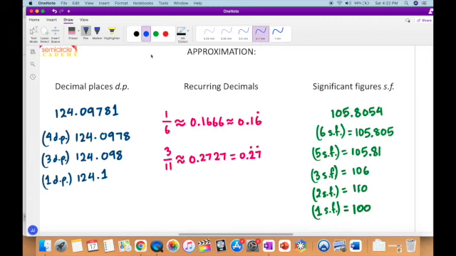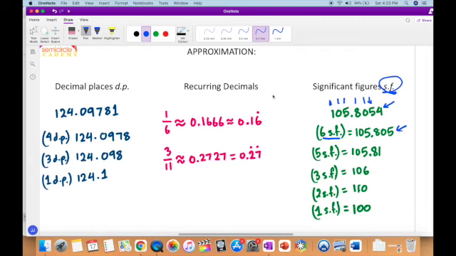Significant figures, and do not mix up decimal places and significant figures. With decimal spaces, we were looking at the digits after the decimal point. But with significant figures, we're looking at everybody. Everybody, right? So at the end of the day, I have this number here, 105.8054. If I wanted it to 6 significant figures, I have to count, from the top, 1, 2, 3, 4, 5, 6. And then I have to do the whole same rounding thing. I have to look at the number after. That number is less than 5, so I don't need to round up. So this is what I get.